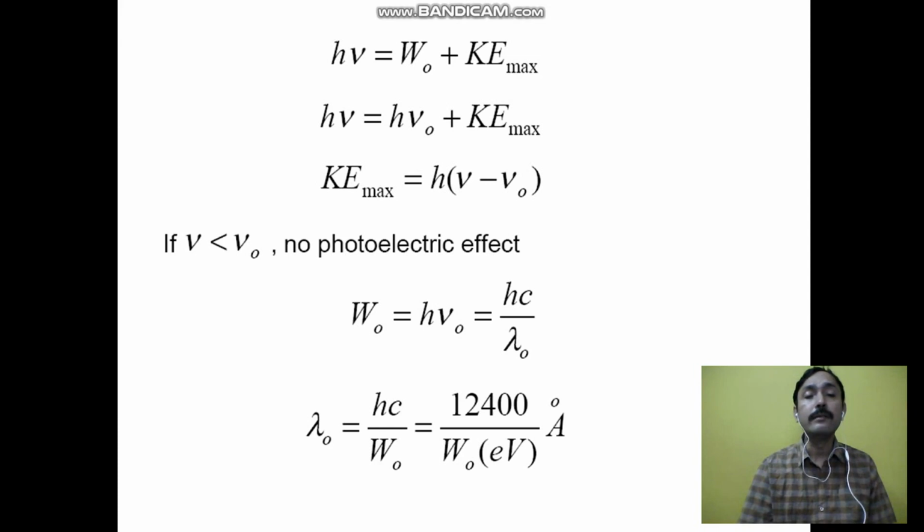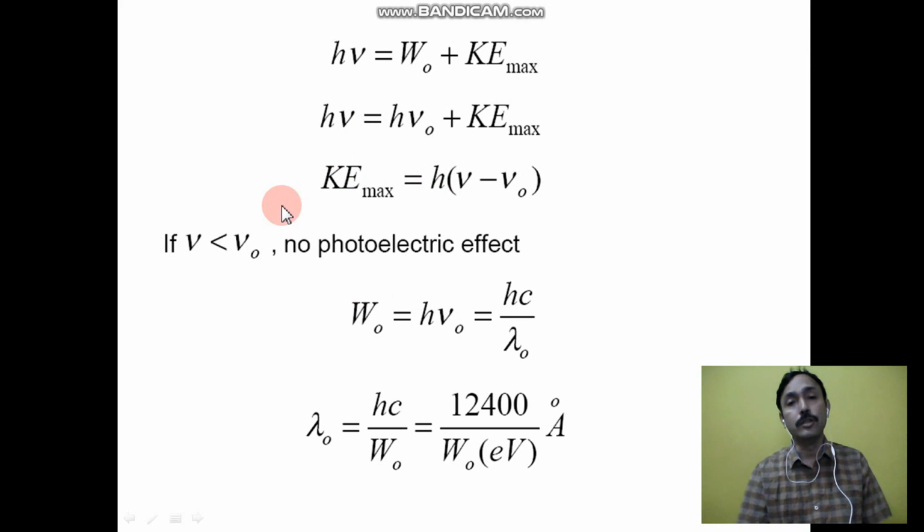If nu is less than nu naught, that means the frequency of incident light is less than the threshold frequency of the metal surface, no photoelectric effect will occur. That means in that case kinetic energy will be 0. So h nu is equal to h nu naught. So work function will be h nu naught is equal to hc by lambda naught.